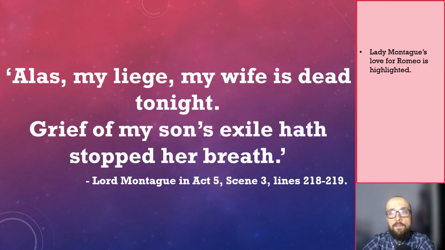The noun "grief" makes it clear that Lady Montague was very sad about Romeo being exiled, thus suggesting that she cannot bear the thought of being separated from him. But this sadness has apparently stopped her breath, making her dead tonight. This creates the impression that Lady Montague is so utterly heartbroken by the thought of being separated from her son that she cannot carry on living, thus revealing just how important Romeo is to her.